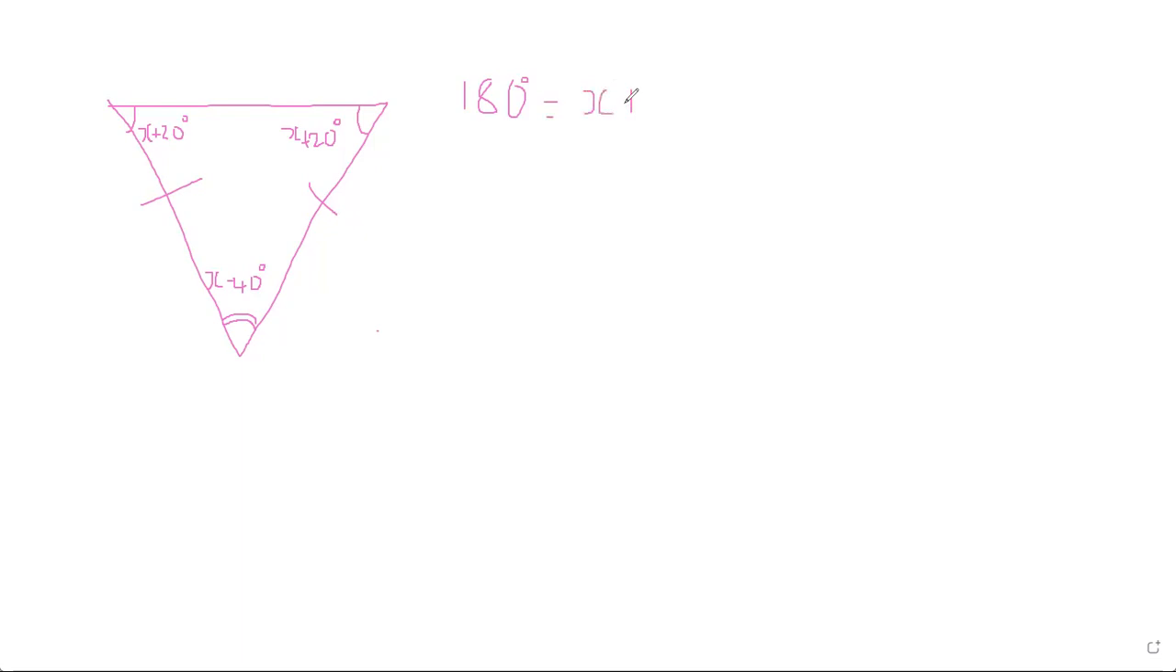So I've got x plus 20 plus another x plus 20 plus an x minus 40. And that equals 180. So now I'm going to combine all my like terms. So I've got 180 equals, well, I've got 3 x's. And then 20 plus 20 is 40, minus 40 is 0. So 180 equals 3x. So then 180 divided by 3 is x. And that makes x 60.